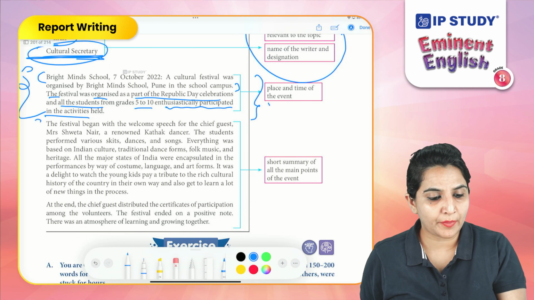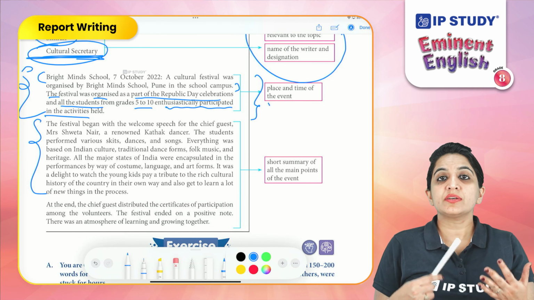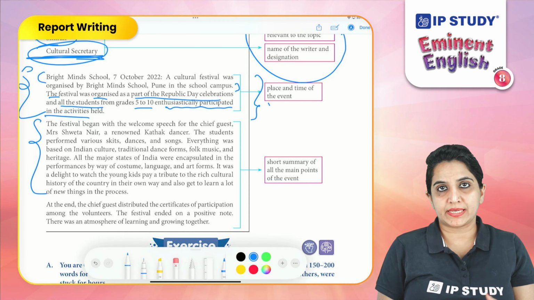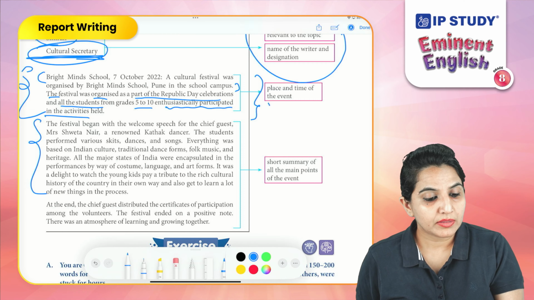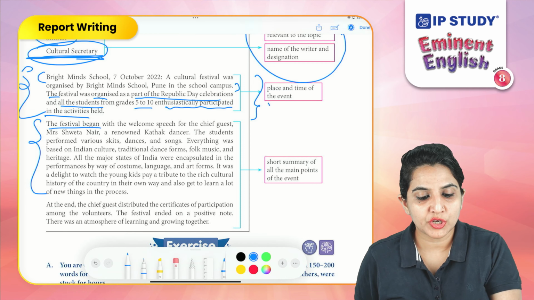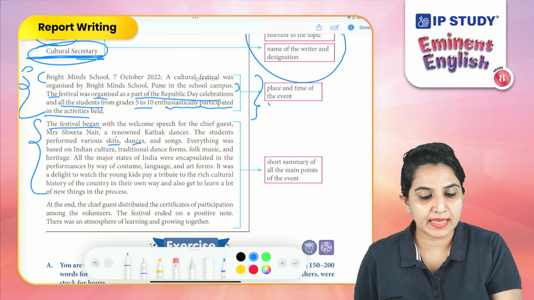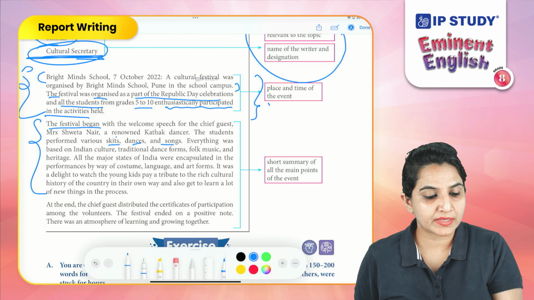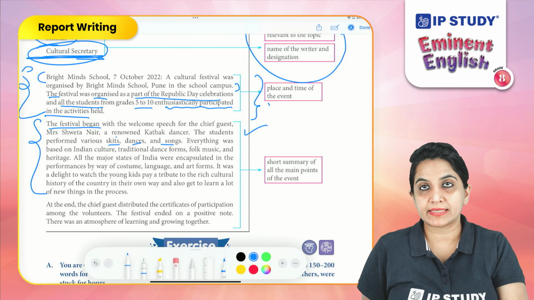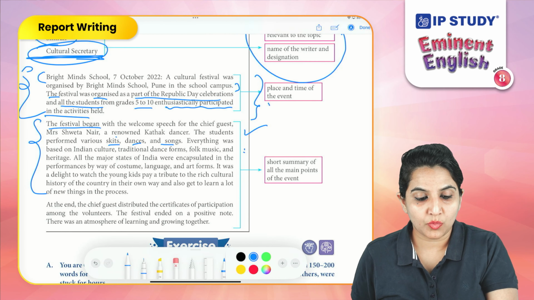Then the short summary points, which mostly tell why it is happening and how it has happened. The festival began with the welcome speech for the chief guest, Mrs. Shweta Nair, a renowned Kathak dancer. The students performed various skits, dances and songs. Everything was based on Indian culture, traditional dance forms, folk music and heritage. Now you know who came to attend the event from reading this and what was happening.